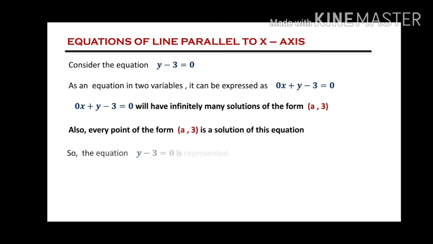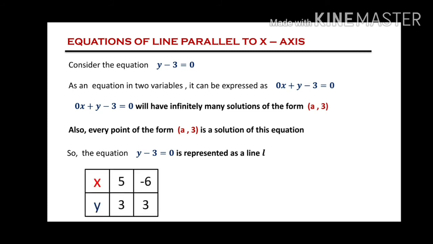So we can say that for this equation y minus 3 equals 0, we can take points like 5, 3 or minus 6, 3, because you can see here for every point the form is a, 3, that is 5, 3, minus 6, 3 like this. So it does not depend upon the value of x. We can take anything in the place of x, but y will always be 3 to satisfy the equation.